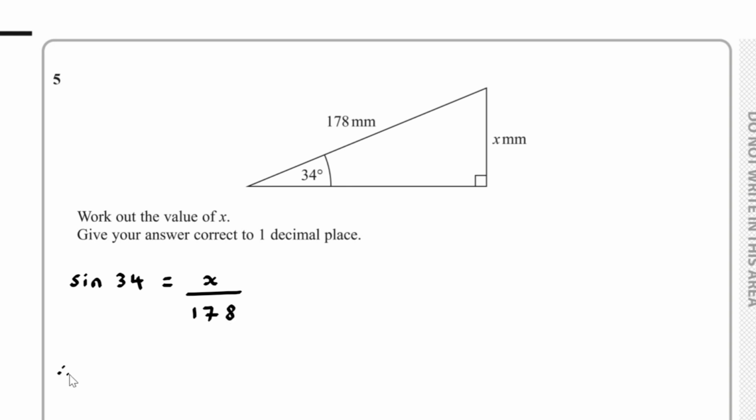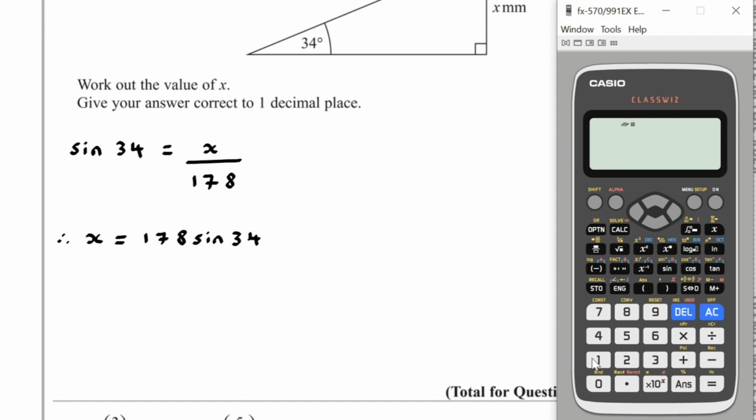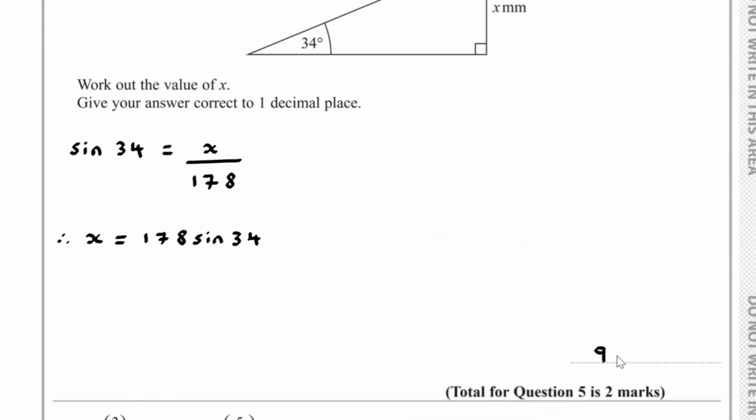And so x equals 178 times by the sine of 34. So working out what that is, we get 99.5. So we have 99.5.